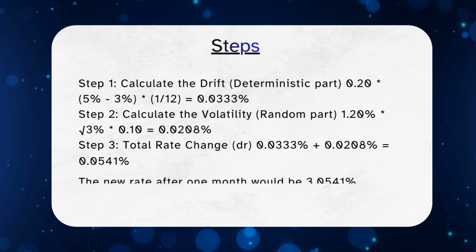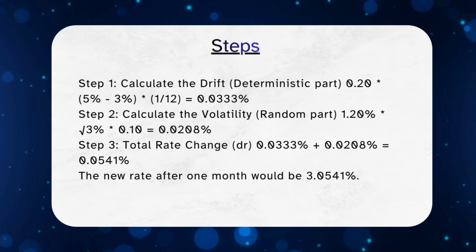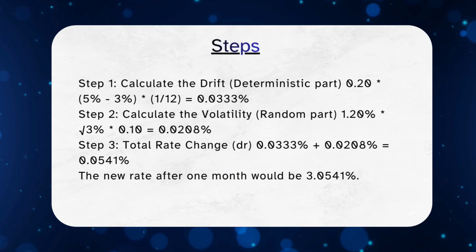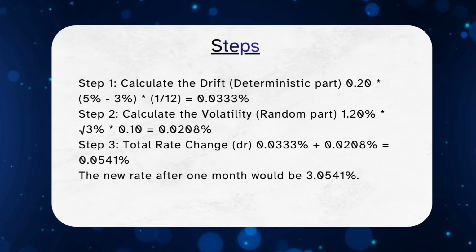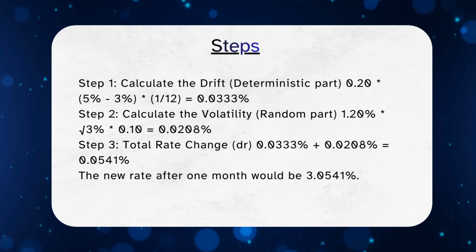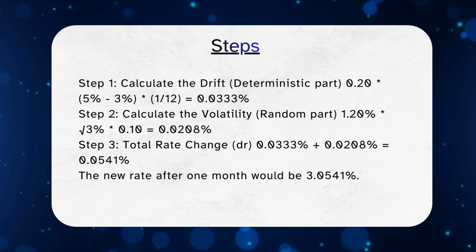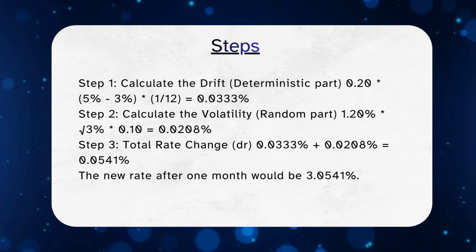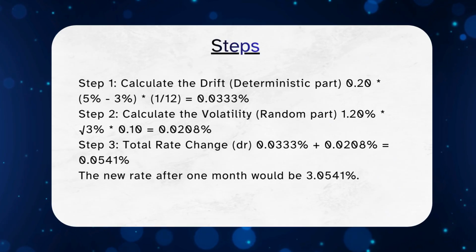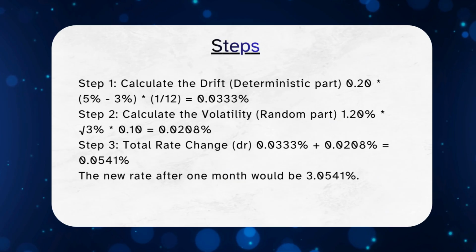First, we calculate the drift, or the pull toward the mean, which gives us 0.0333%. Next, we calculate the stochastic, or random volatility component, which results in 0.0208%. When we combine them, we find the total rate change is 0.0541%. This means our new expected rate after 1 month is roughly 3.0541%. This step-by-step process shows exactly how the current rate level dictates the size of the next move.